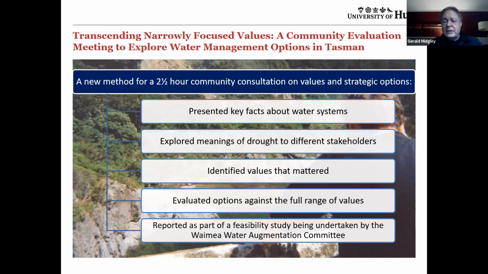Then we identified values that mattered. We used a diagram a bit like that heart of the matter diagram I put up earlier, except it was less rings. And we identified values that mattered to different groups. And then we simply took large sheets of paper and we put various options for water management that people had identified along the top, and the values that mattered to people along the bottom. And we asked people to go into small groups and evaluate the options against the full range of values. And these were qualitative statements put in, not numbers.